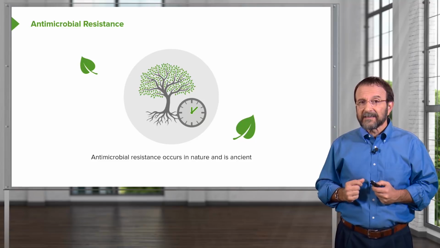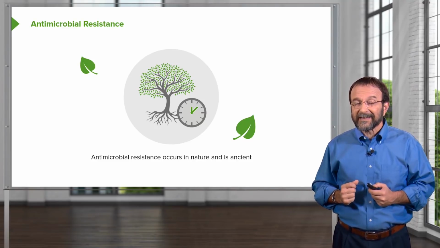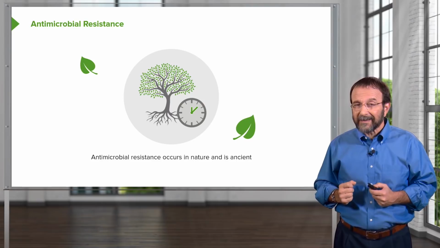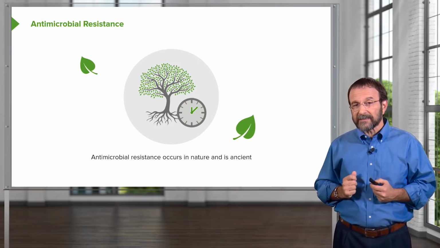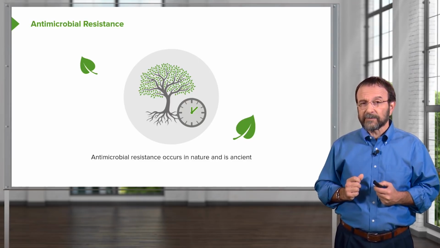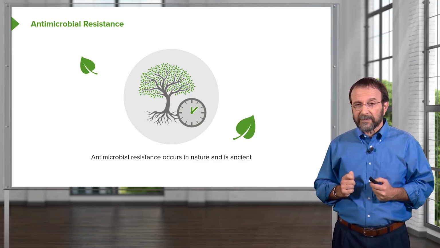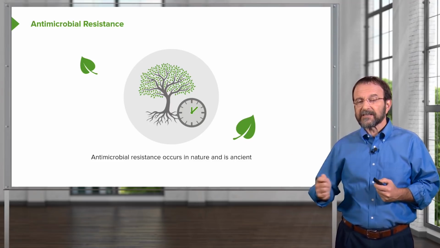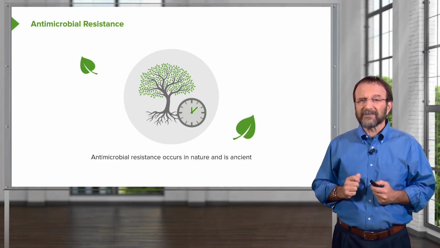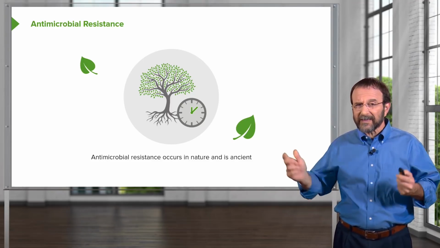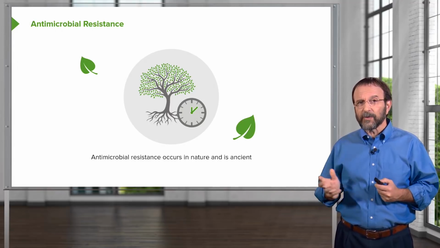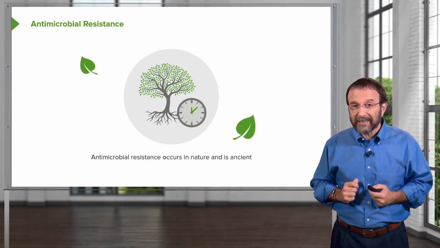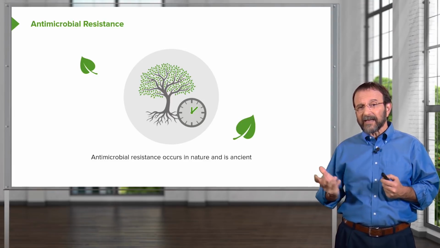Antimicrobial resistance occurs in nature, and it's ancient. Bacteria make antibiotics to compete with each other in nature, and many of those we have harnessed to use as antimicrobial treatments of infections of people. We know that these genes that confer resistance have been around for thousands and thousands of years. We can find them in very old sites on Earth, and there's plenty of evidence that they existed way before humans developed antimicrobial compounds. So we're really taking advantage of something that exists in nature.